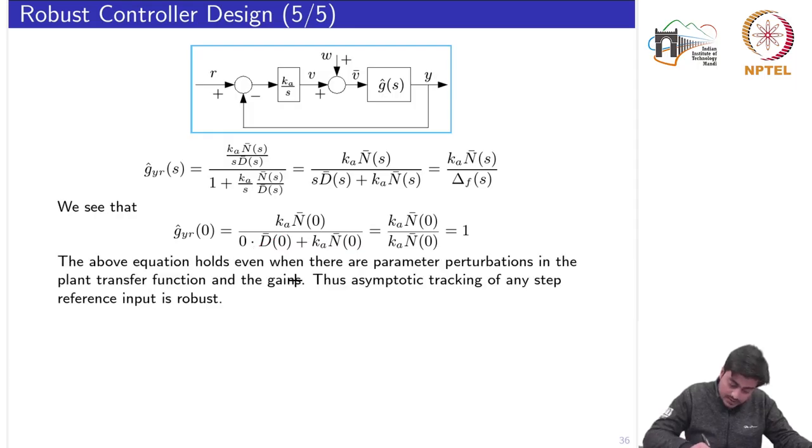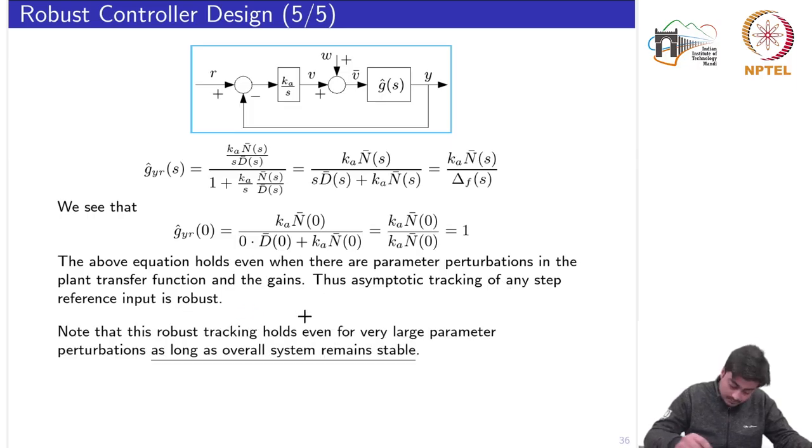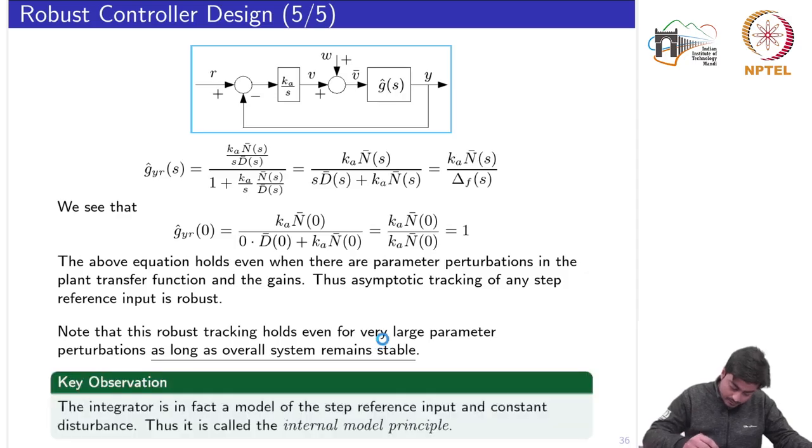So the above equation holds even when there are plant perturbations in the plant transfer functions and the gains, because we had seen earlier that the response affected by those disturbances or variations would die out, and thus the asymptotic tracking of any step reference input is robust. Note that this robust tracking holds even for large parameter perturbations as long as the overall system remains stable. But there are some design considerations also, which we will talk about a bit later.